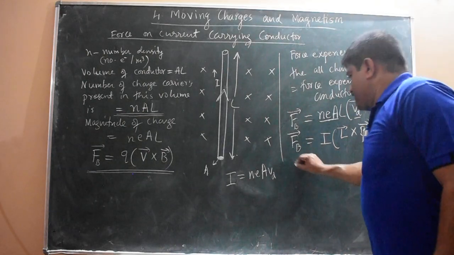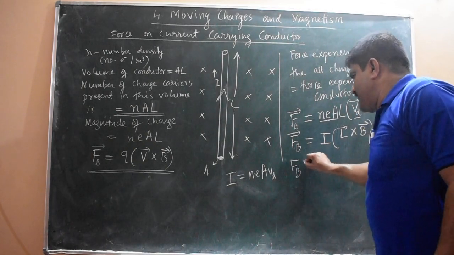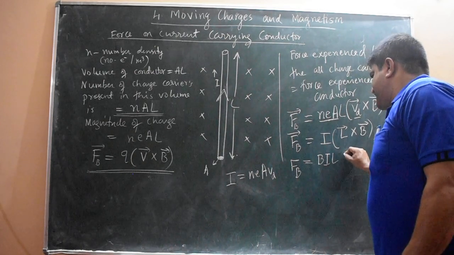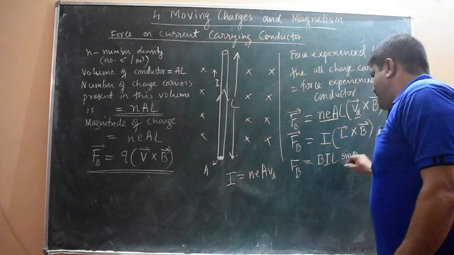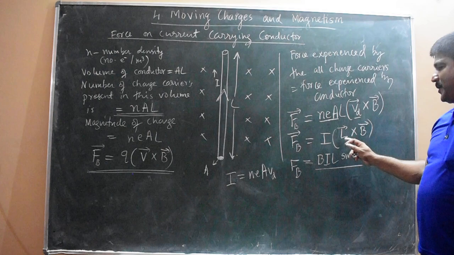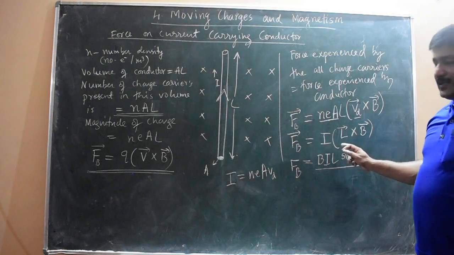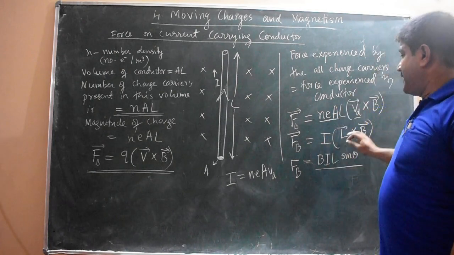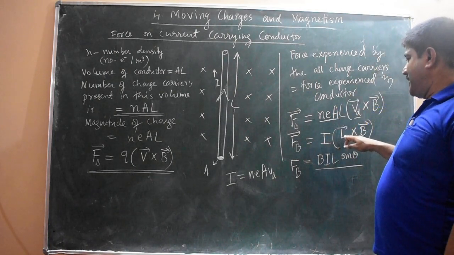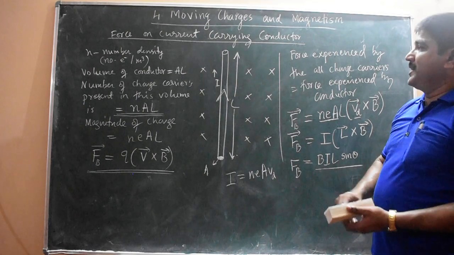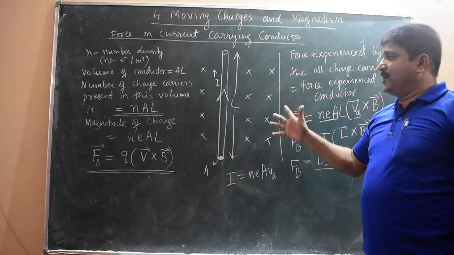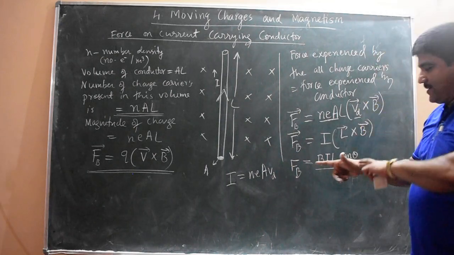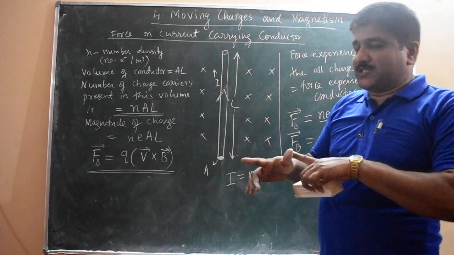The magnitude of the magnetic force FB, expanding this, is BIL sin theta. And remember always, the magnetic force experienced is perpendicular to the L vector as well as the B vector. So let us find out the direction in this. L cross B means, in simple way, first vector, second vector.